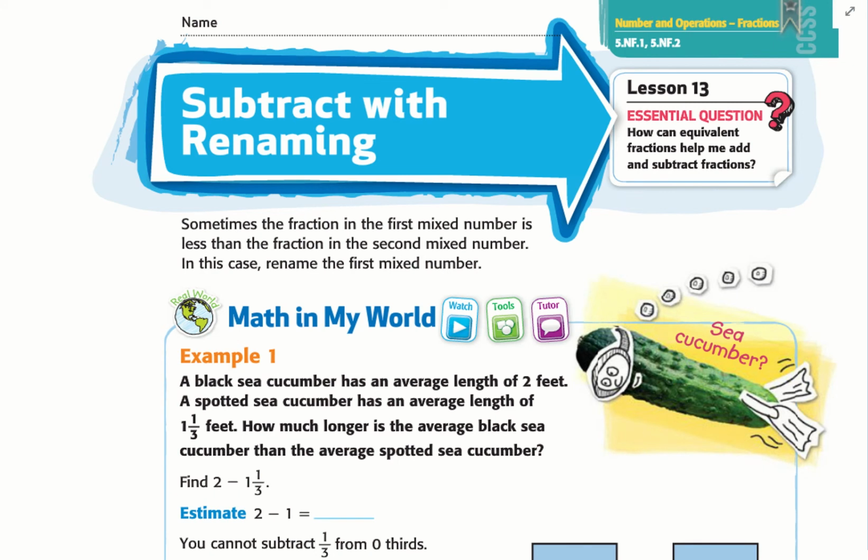Okay, so today is chapter 9, lesson 13. We're going to subtract while renaming. Sometimes the first mixed number has a fraction that is less than the fraction of the second mixed number. In this case, rename the first mixed number.